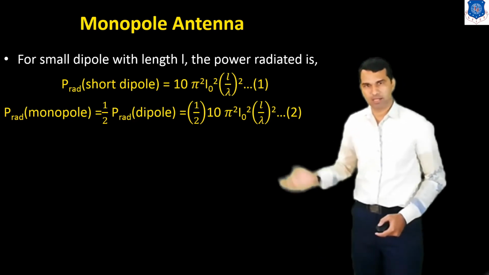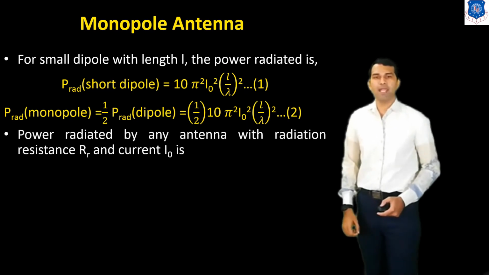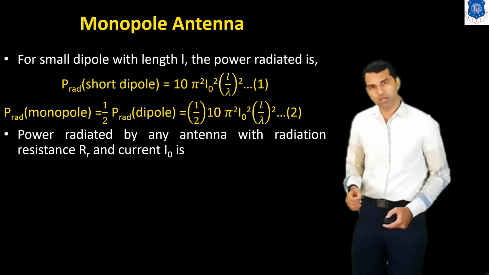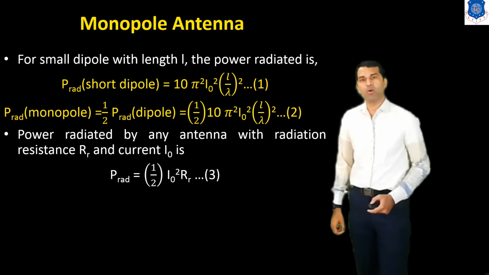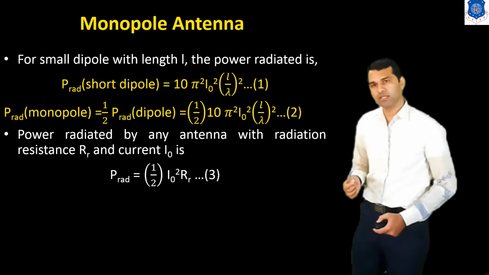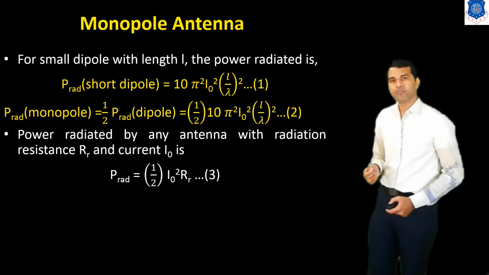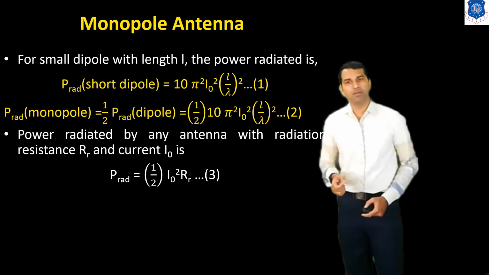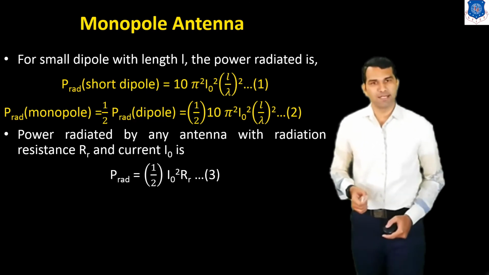Now the power radiated by any antenna with radiation resistance RR and current I0 is P radiated equals 1 by 2 I square R. Here we consider the current to be I0, so we write I0 square R, where I0 is the current and RR indicates the radiation resistance.